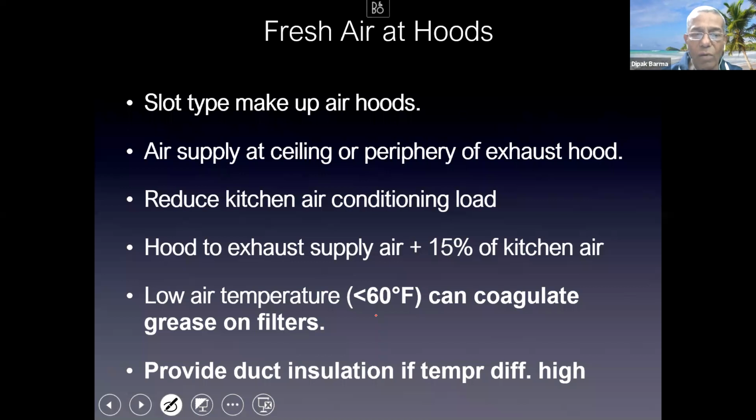Now, another area is that anything below 60 degrees Fahrenheit can coagulate the grease on the filters or in the duct.